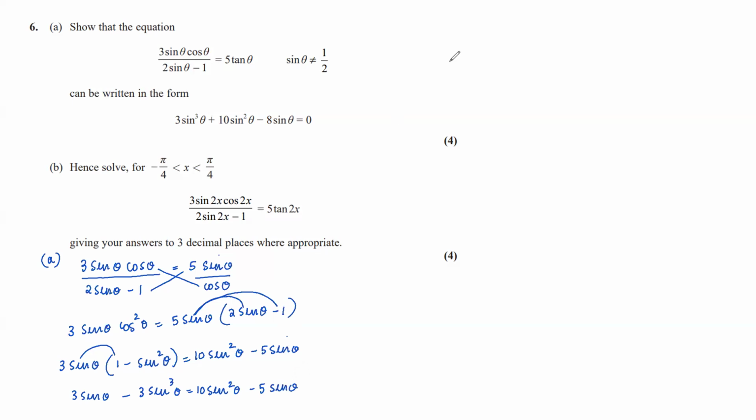Now let's bring all the terms to the right hand side. So minus 3 sine cube theta goes to the right hand side and becomes positive 3 sine cube theta. Already there is 10 sine square theta on the right hand side, so this will be plus 10 sine square theta. And we have a minus 5 sine theta on the right hand side. 3 sine theta goes to the right hand side and becomes minus 3 sine theta. So minus 5 sine theta minus 3 sine theta will give you minus 8 sine theta is equal to 0.